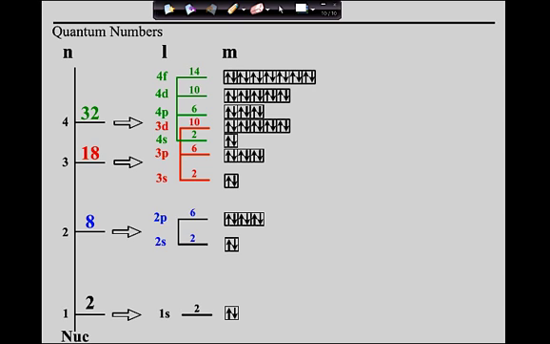Now here's the question. How did I know to go here, then here, then here, then here, then here, then here, then here, then here? I'm going in order. 1 and 2 are in the 1s. 3 and 4 are in the 2s. 5 through 10 are in the 2p. 11 and 12 are in the 3s. 13 through 18 are in the 3p, and it just keeps going. You get the idea? So guys, what are we going to do with this?